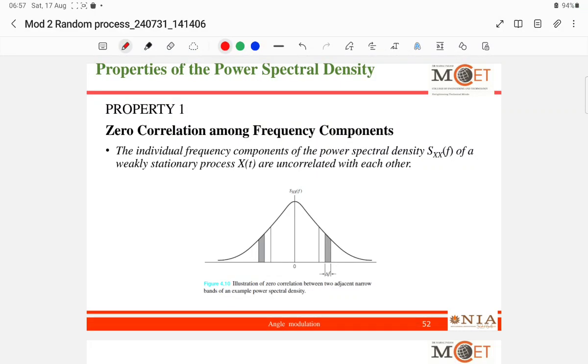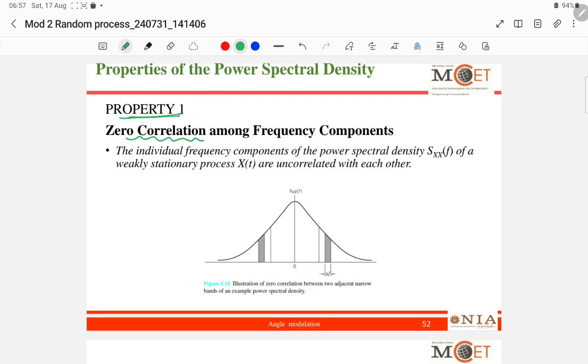Students, we will discuss the continuation of the previous topic. That is, till now we have discussed the power spectral density of a weakly stationary random process, and now we will discuss its properties. So the first property is zero correlation among the frequency components.